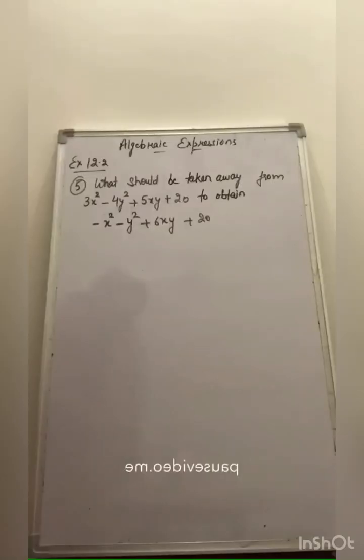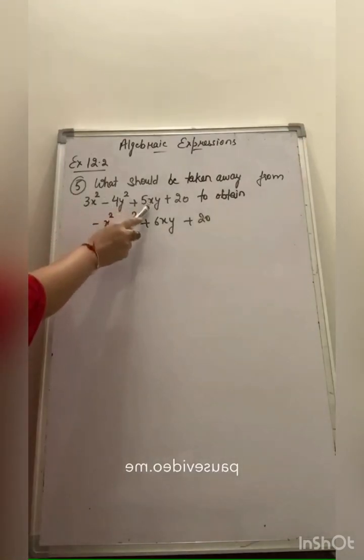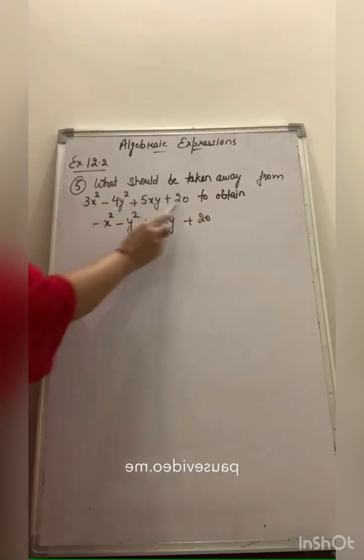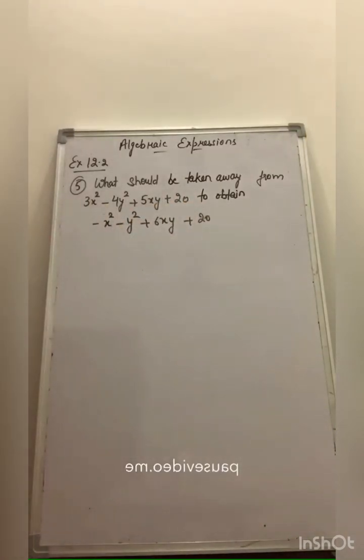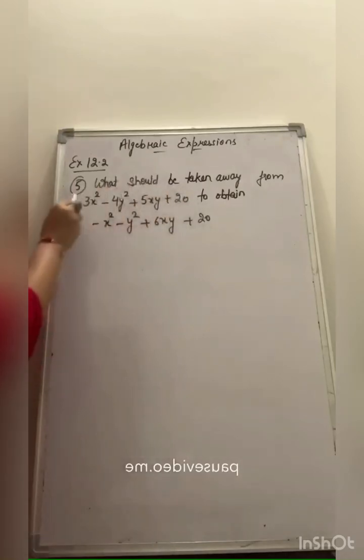So, students, let's continue with our exercise 12.2, question number 5. Now, see question number 5. What should be taken away from 3x square minus 4y square plus 5xy plus 20 to obtain this? Now, the question is, what should be taken away from this? Means we are having this expression.